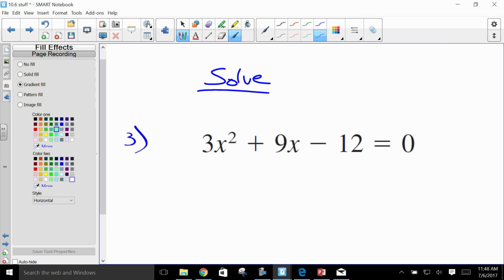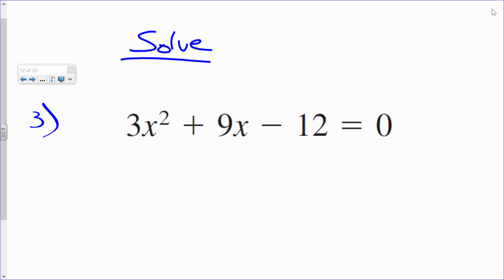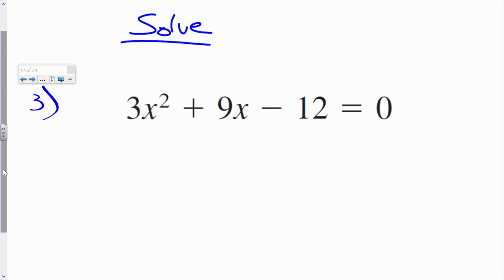The trinomial on the left, am I able to factor out a greatest common factor here? Is there a factor that 3, 9, and 12 share? 3, huh? So let's do that first. Let's factor out the GCF, 3.